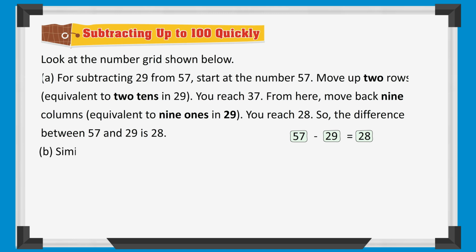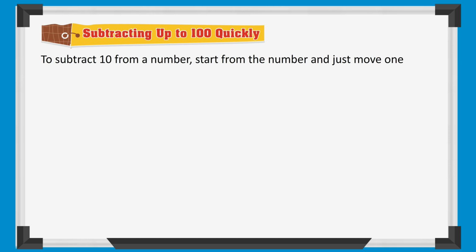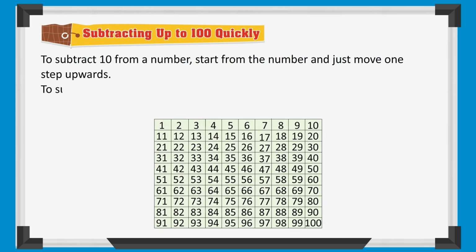B. Similarly, subtract 37 from 96. To subtract 10 from a number, start from the number and just move one step upwards. To subtract 20, 30, move 2, 3 steps upward respectively.